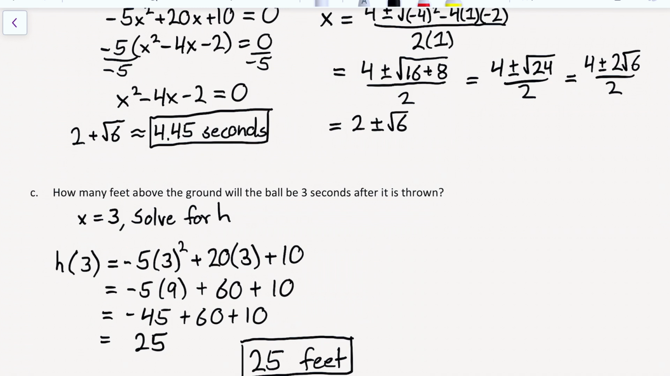So hopefully this example gives you just a quick introduction to some of the ways that we can apply the properties of quadratic functions.